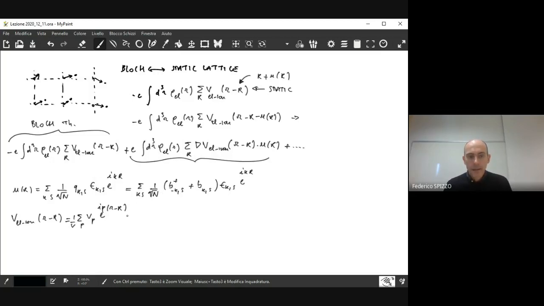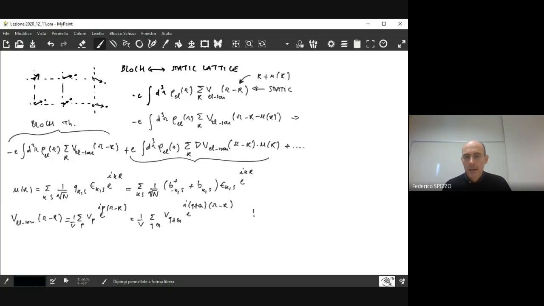So due to that, we may just write this as 1 over V and use a sum over P, sorry, just to distinguish, I will call that Q, sum over Q and G, where Q is a vector of the first Brillouin zone, and G is an arbitrary vector belonging to the reciprocal lattice, of V of Q plus G, e to the I Q plus G times R minus capital R.